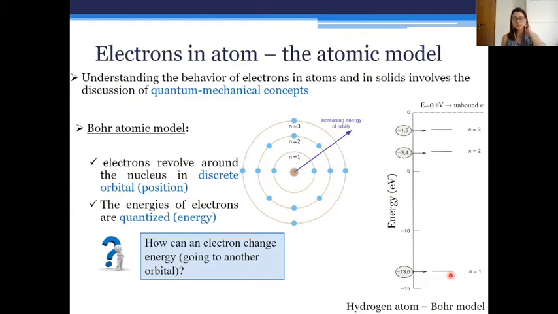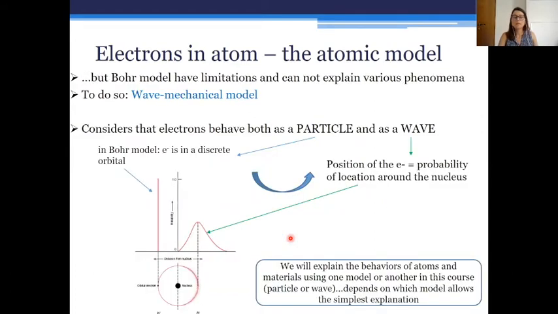And on the contrary, we can have an electron from an outer orbital that can shift to a lower energy level orbital. And in that case, the electron will lose energy. But the Bohr model has some limitations and cannot explain various phenomena. So a wave mechanical model has been introduced in order to explain these phenomena.